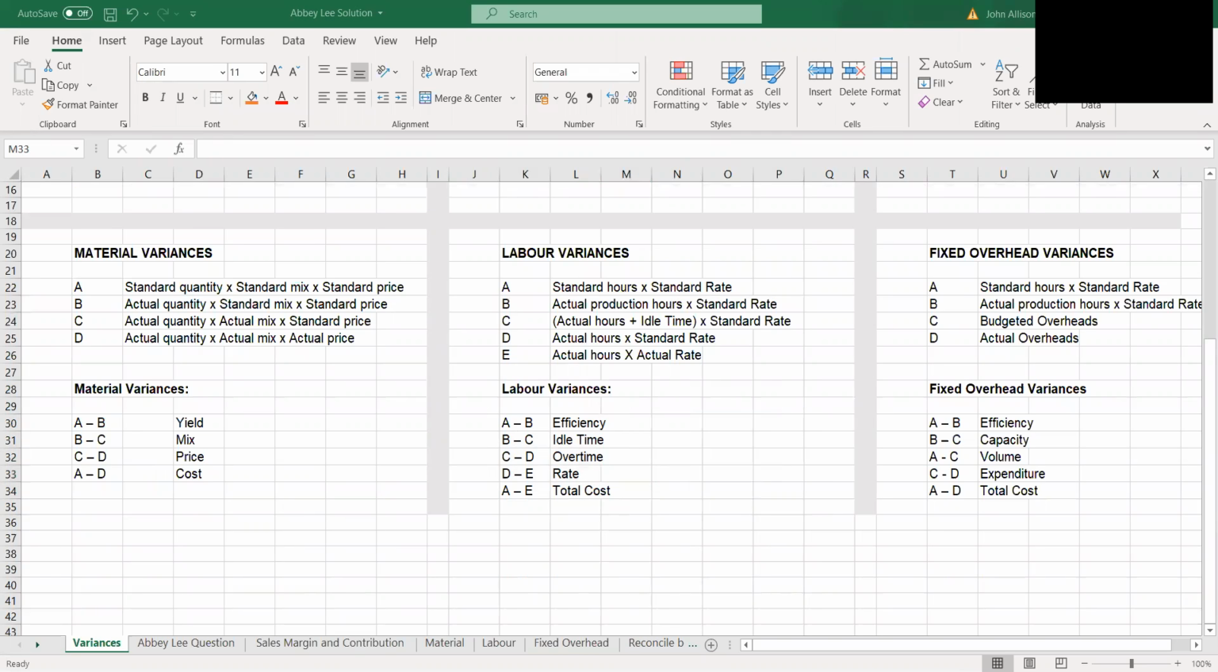We'll try and calculate all of them, but we don't actually need to. We're only going to be assessed on the efficiency, idle time, overtime and rate variance. But the reason we're calculating the total cost variances is because it will help us reconcile the budget at the end.